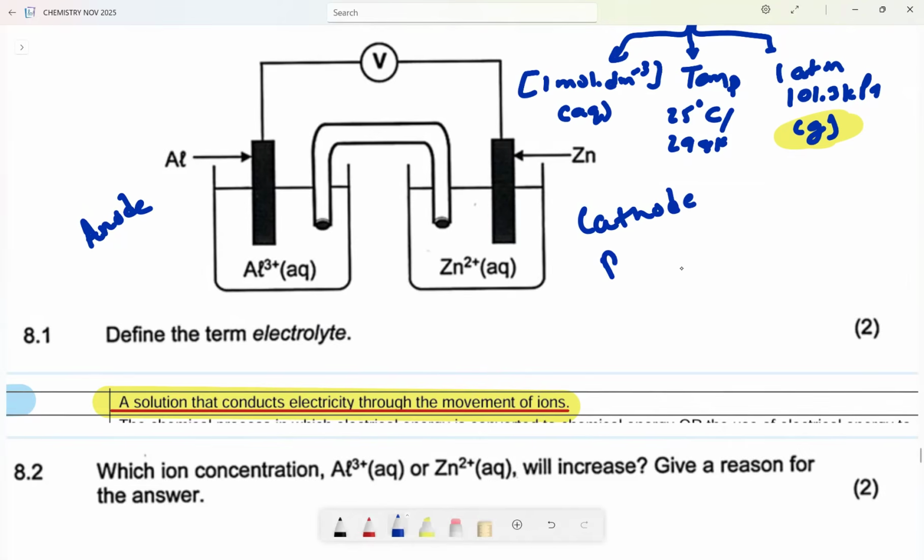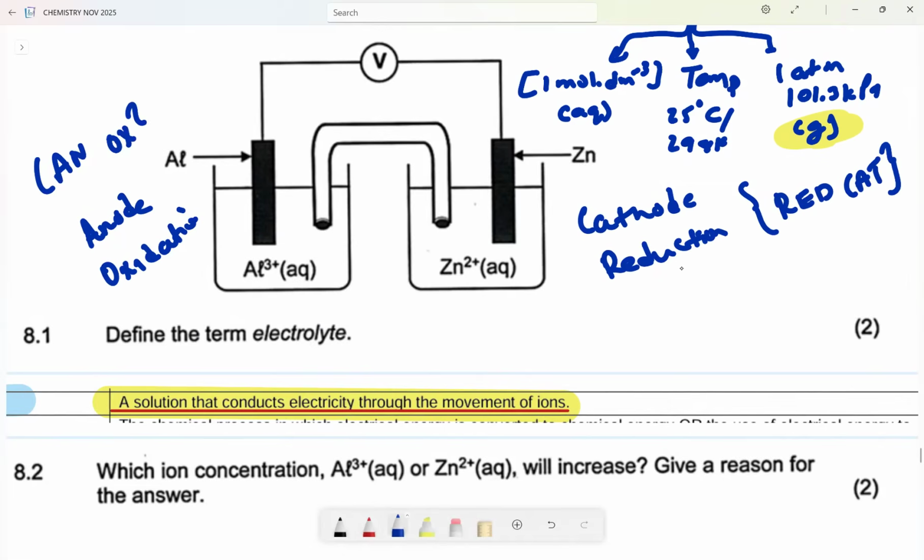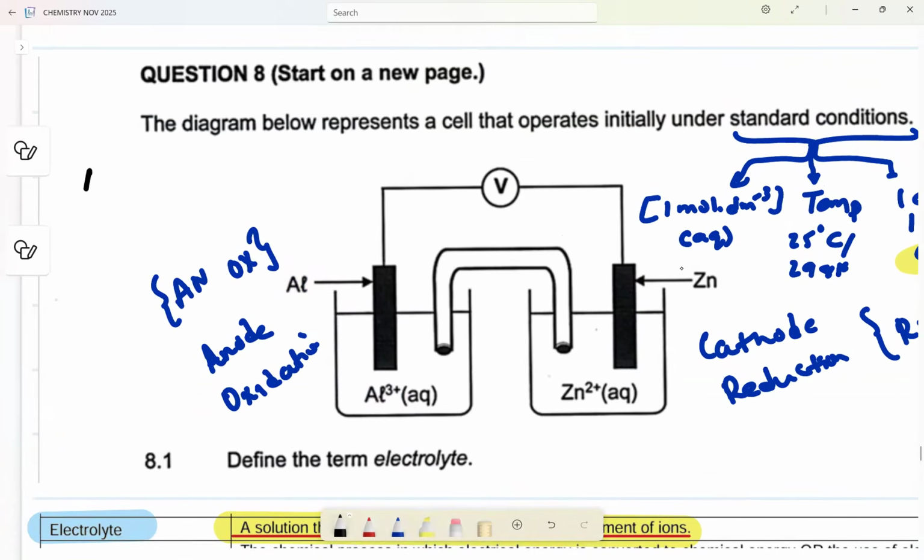And remember, cathode undergoes reduction, red cat. Anode undergoes oxidation. Remember the abbreviation red cat, an ox. Okay. Red cat: reduction, cathode; an ox: anode, oxidation. So if this one undergoes oxidation, it means aluminium will be oxidized to aluminium 3 plus. I'm just writing the half cells in case we're going to need them. Aluminium is going to be oxidized. And again, remember oxidation is increasing oxidation number. Also, oxidation is loss, oil rig. Oxidation is loss.